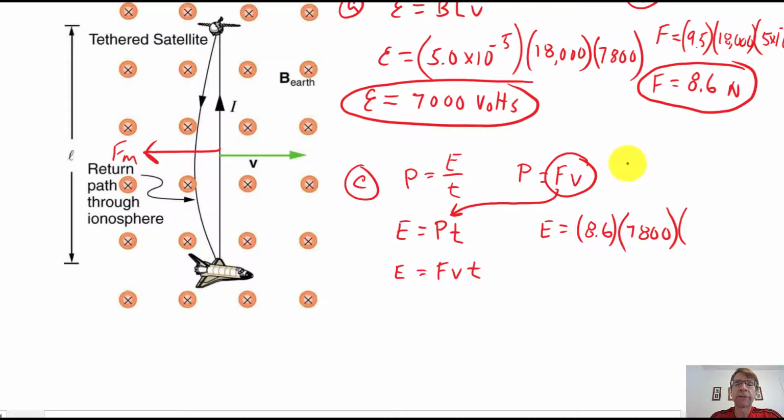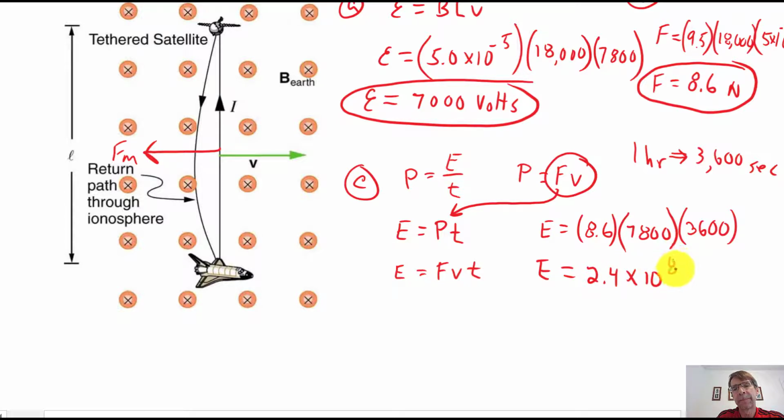And you can do the conversion, but 1 hour turns out to be 3,600 seconds. 60 seconds in a minute, 60 minutes in an hour, 60 times 60 is 3,600. So the energy that's going to be lost, if you multiply those three numbers, is 2.4 times 10 to the 8th joules. It sounds like a lot.